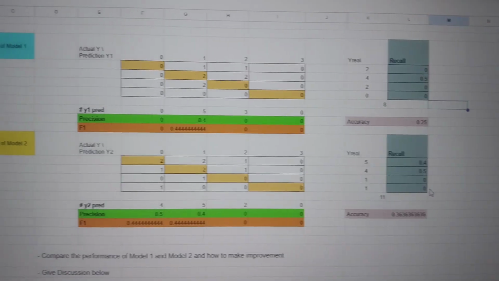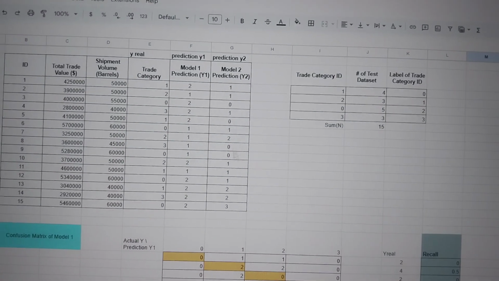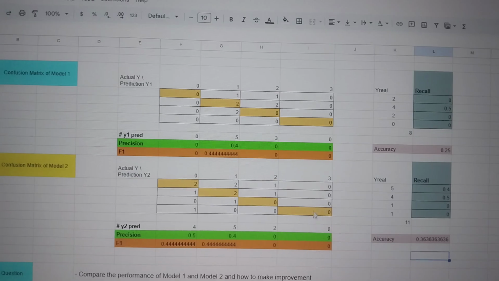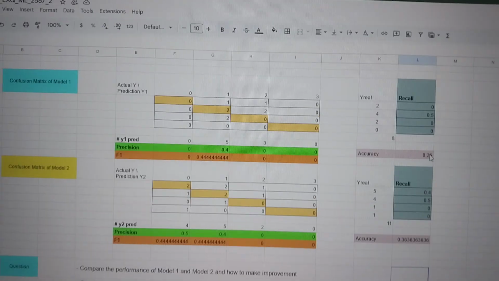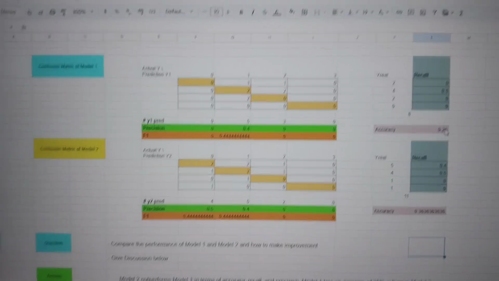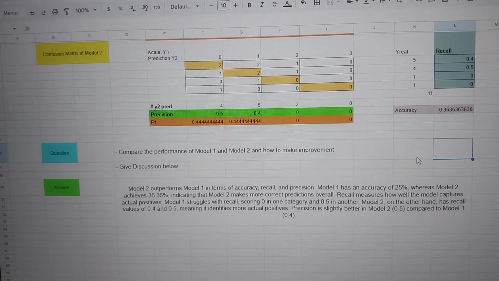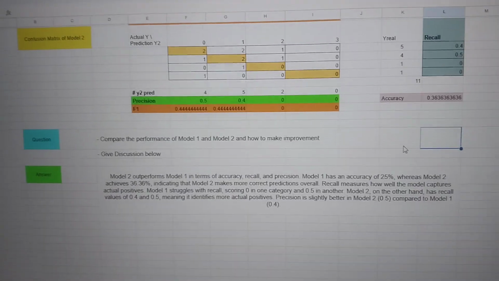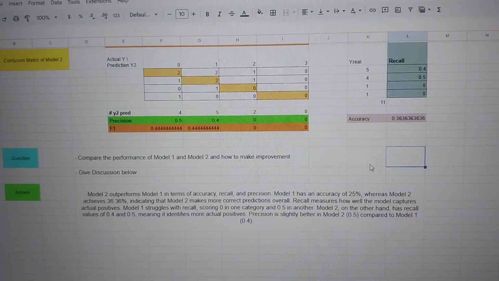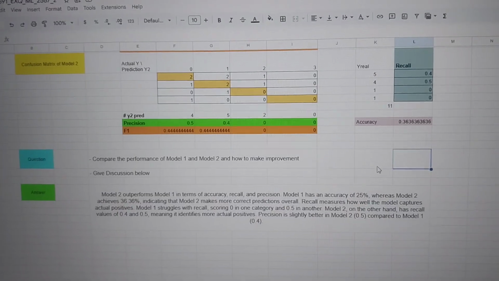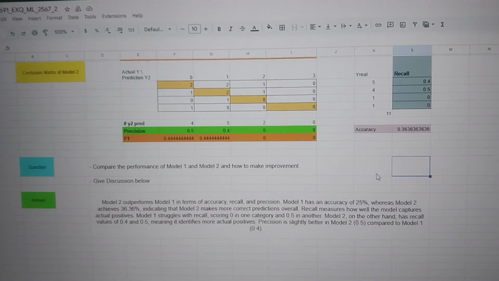1. And now for model 2, it's the same exact thing, but using the prediction Y2, and the same process again with the accuracy. You can observe here that model 2 is more accurate compared to model 1, and it outperforms model 1 in terms of accuracy, recall, and precision. Model 1 has 25% accuracy, while model 2 has 36.36%, which means that model 2 makes more correct predictions.